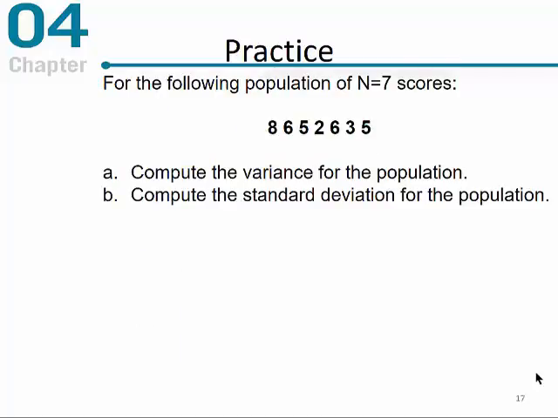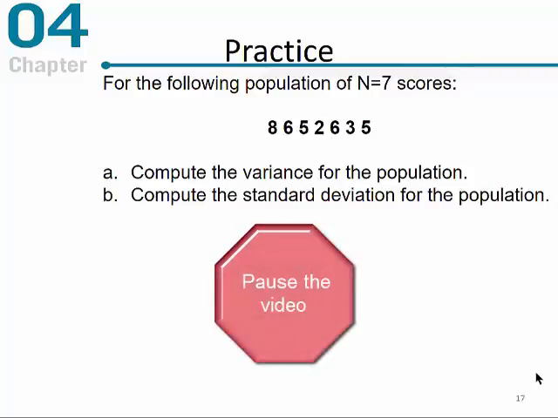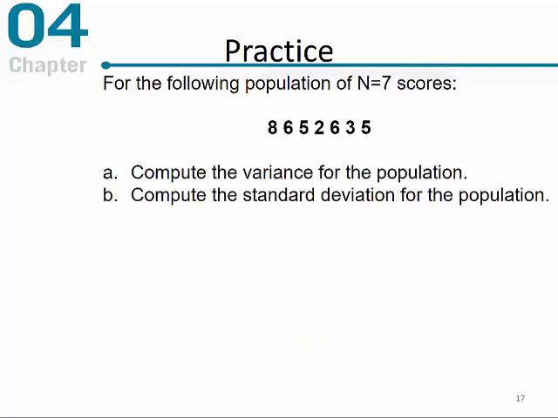For the following population of n equals 7 scores, start by computing the variance for the population. Please, at this point, pause the video and solve the problem. Always start by writing down what you know. So in this case, we know we have n equals 7, and we have the 7 scores: 8, 6, 5, 2, 6, 3, 5. We know for A, we are after the variance of the population.